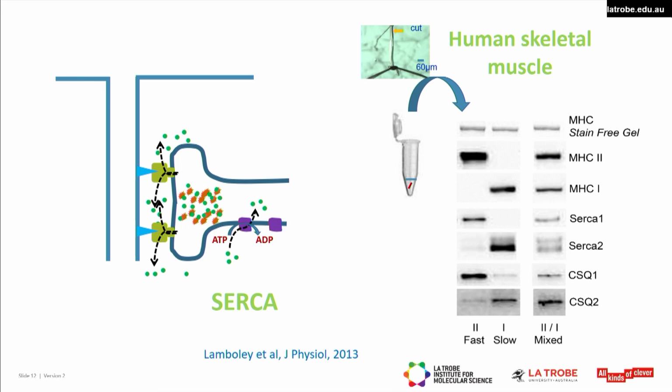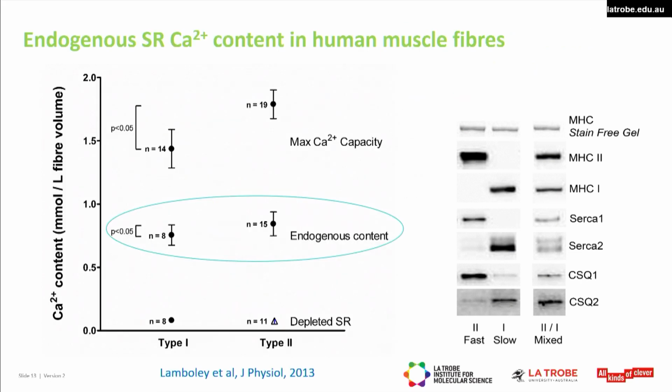So the other thing that we had done with Graham in rat muscle was to show there was around about 1 millimolar calcium in the fibres. Now this is actually fairly similar in humans, type 1 and type 2 fibres. This is the endogenous content of calcium in the SR. And it is significantly different, but not hugely. But you can see that the maximal capacity goes up quite a lot, so almost twofold. And there is a difference. The type 2 muscle fibres, or the SERCA1 containing SR, can take more calcium into them.